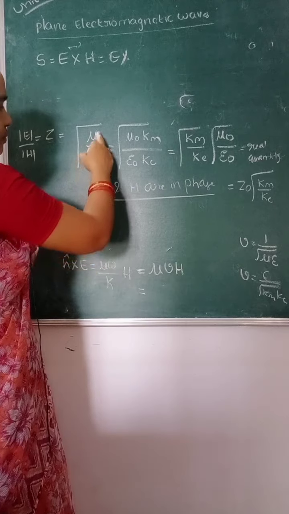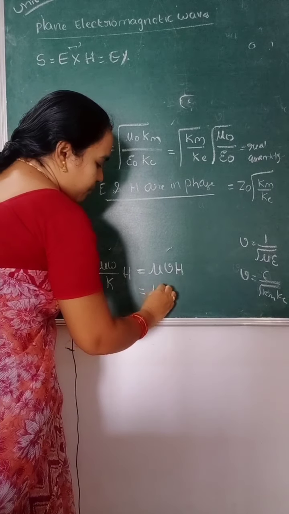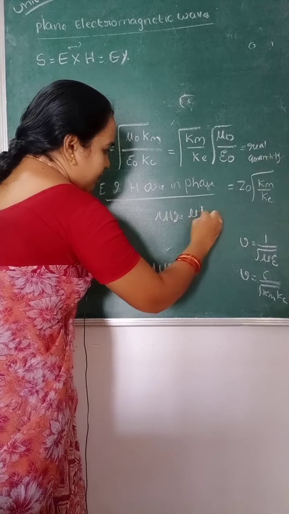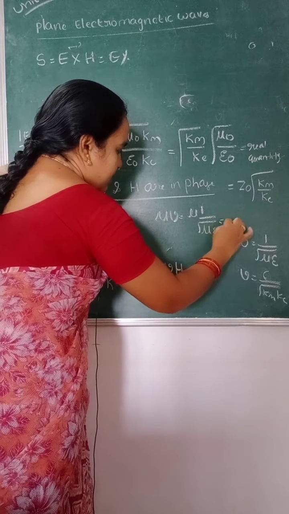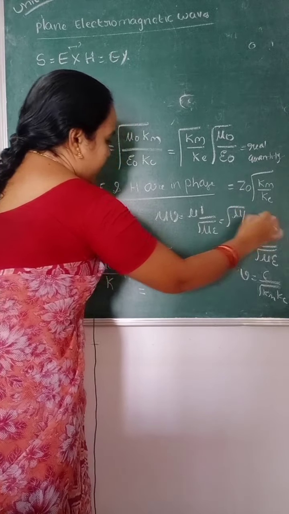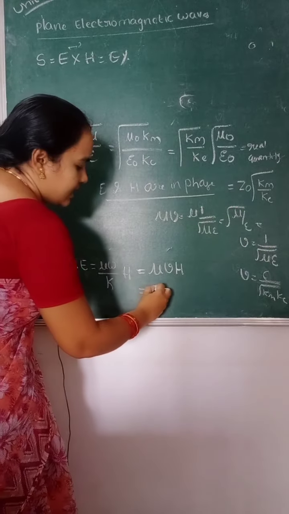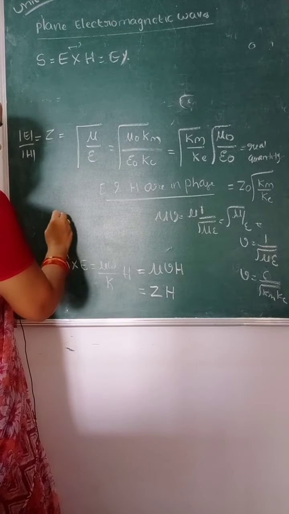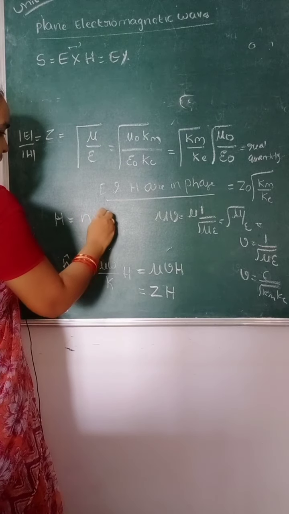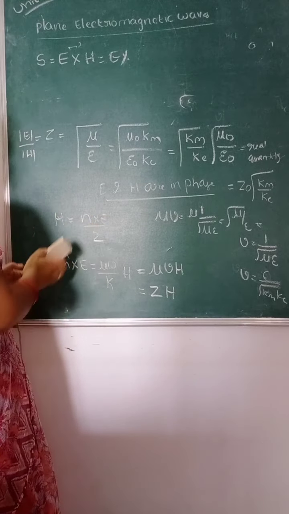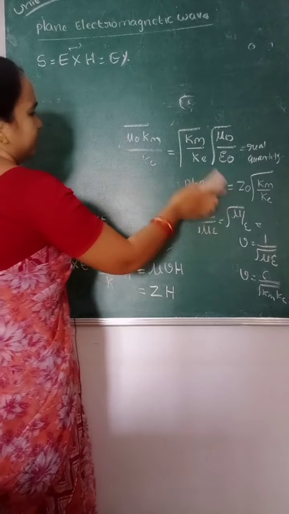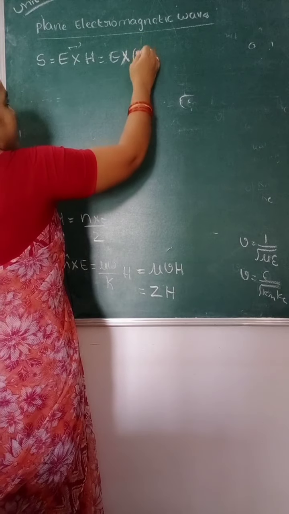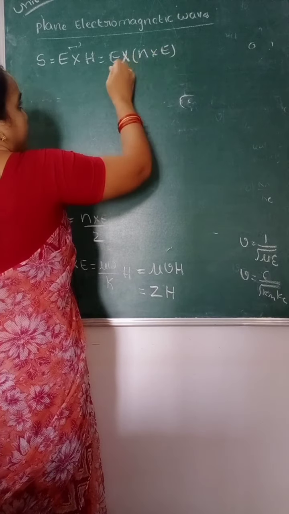Root of mu by epsilon naught is mu into v. What is mu into v? Mu into 1 by root of mu into epsilon naught, that is root of mu by epsilon naught. So what is root of mu by epsilon naught? Z, that is Z into H. So H can be written as N cross E by Z. Let us substitute this value in this equation, E cross N cross E by Z.